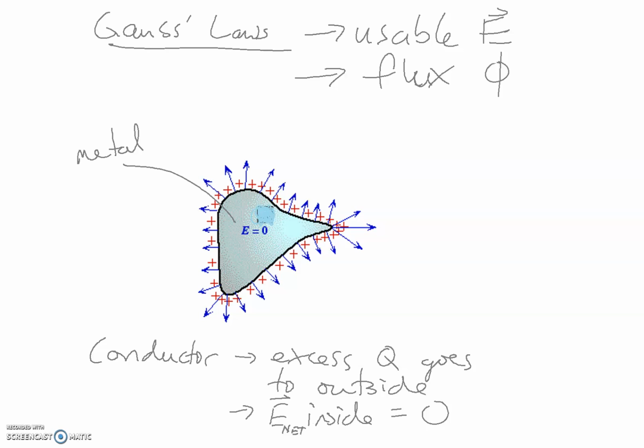So if you could magically make a little Gaussian surface just on the inside of the surface of the conductor, the electric field is 0. There's 0 net charge. There's nothing. You've got absolutely nothing to work with. But if you would take that surface and go to the outside of the piece of metal, now you'd have a huge enclosed charge and you can actually do something with it. So that's the slight difference between being inside a conductor and outside a conductor.